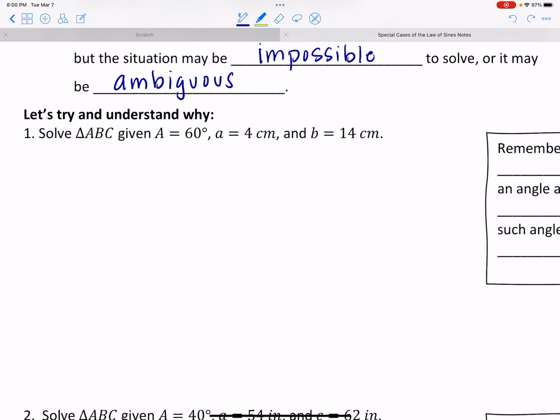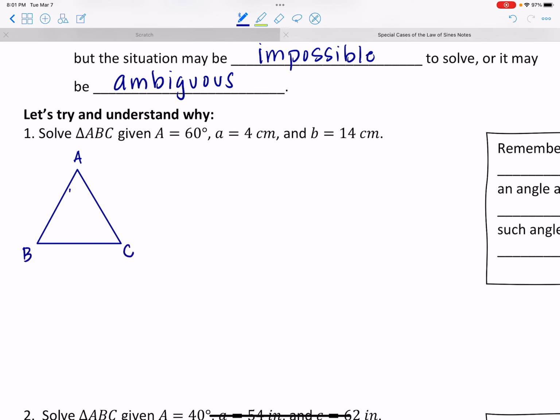We're given that angle A is 60 degrees, a is 4 centimeters, b is 14 centimeters. So just like we did in the past, let's draw this out. Remember, it doesn't really matter what your triangle looks like. These things don't have to be to scale or anything. We just need some place to properly label the information that's given. And so I'm going to call this angle A, and I'm going to call this angle B, and we'll call this angle C.